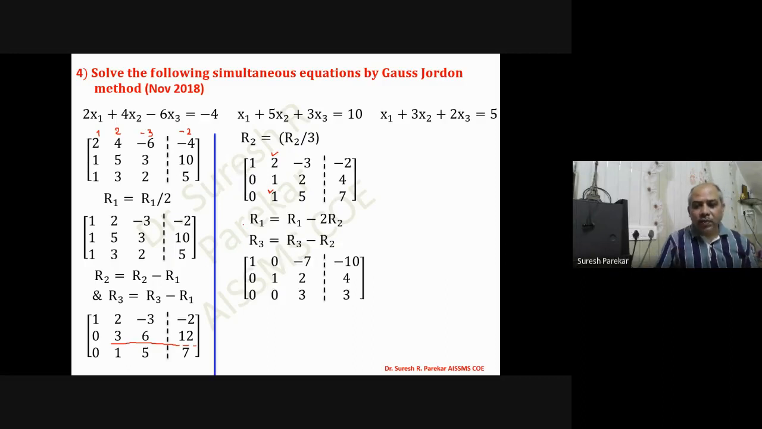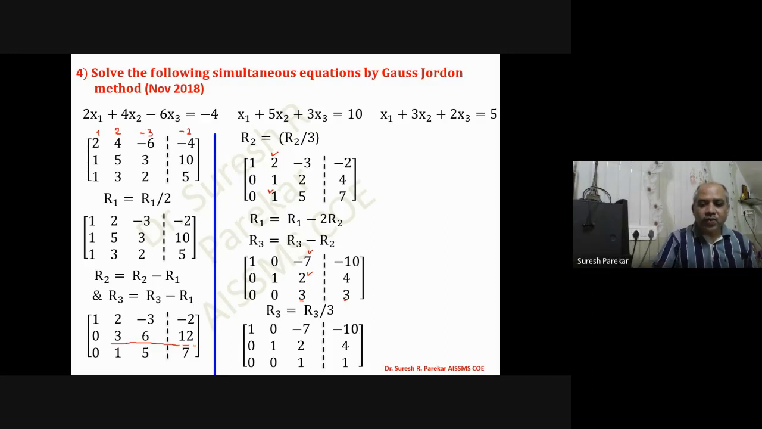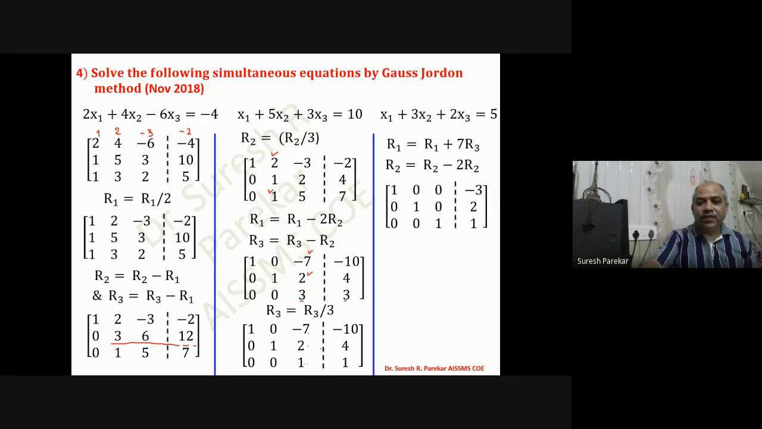And now we have to make this minus 7 and 2 as 0. But you can see here I have 3 over here, I have 3 over here, divided by 3. So it goes to 1, 1. And then R2 equals R2 minus 2R3 and R1 equals R1 plus 7R3. So these two become 0 and we will get the answer for x1, x2, x3: x1 is minus 3, x2 is 2 and x3 equals 1.